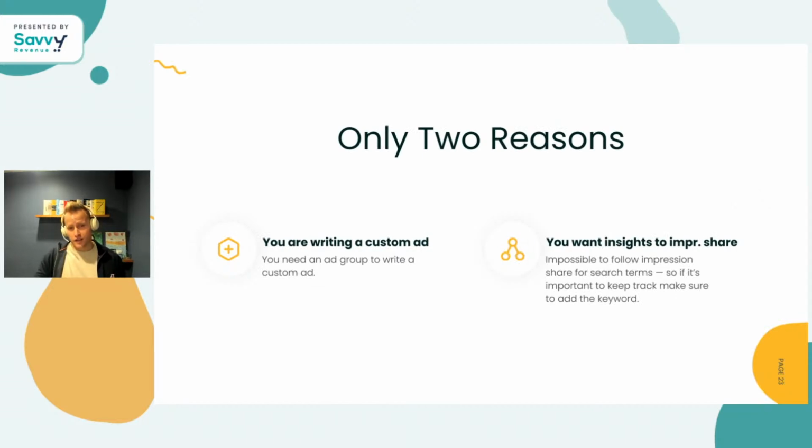Now, this was different back in the day. Back when we used to do manual bidding, you had to add the actual keyword in order to create a different bid for it. So that's where smart bidding has taken away that need, and you just don't need to do it anymore. It's an old-fashioned best practice.